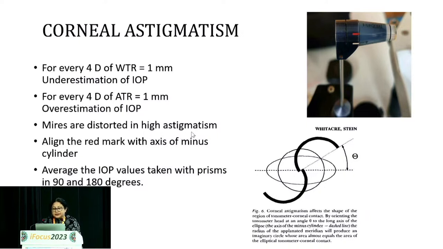So we have two methods. Number one, you can align the minus cylinder axis of the eye with this red mark, which is roughly placed at 43 degrees from this white mark, and then you take the reading. Or the other method is that you do one horizontal measurement and one vertical measurement and average the two values to get the approximate reading.